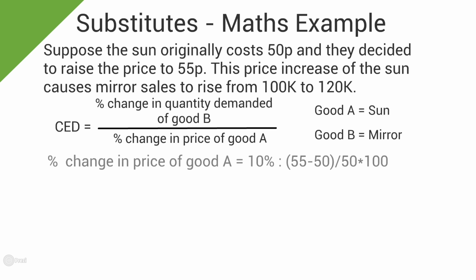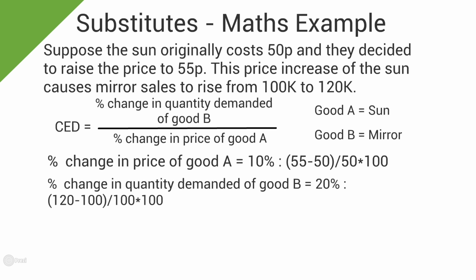So the percentage change in the price of good A is 10%. We do this by doing 55p, which is the new price, minus the old price, which is 50p, divided by the old price, and then times this by 100 to get a percentage. So it's 5 divided by 50 times 100, which gives you 10%. We can also work out the percentage change in quantity demanded for good B, which is the new sales figures, which is 120,000, minus the old sales figures, divided by the old sales figures, times by 100. Which is 20,000 divided by 100,000, which gives you a value of 20%.